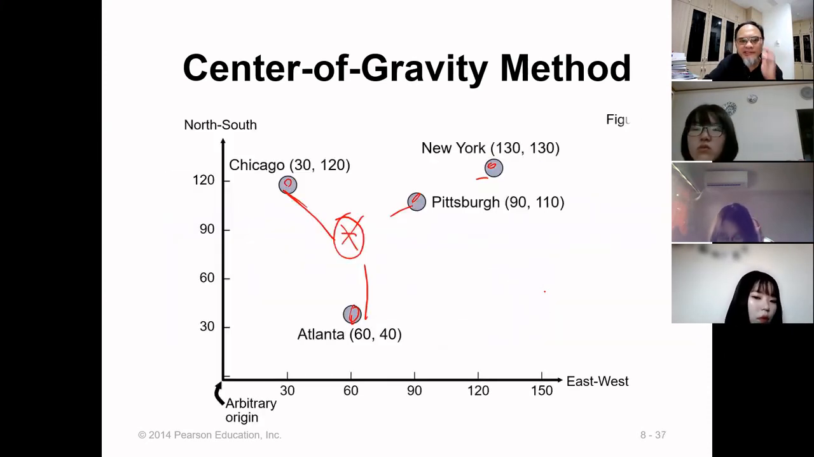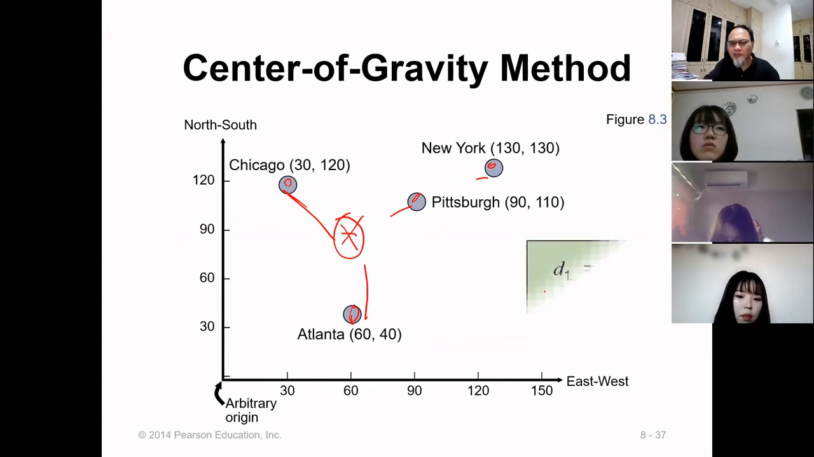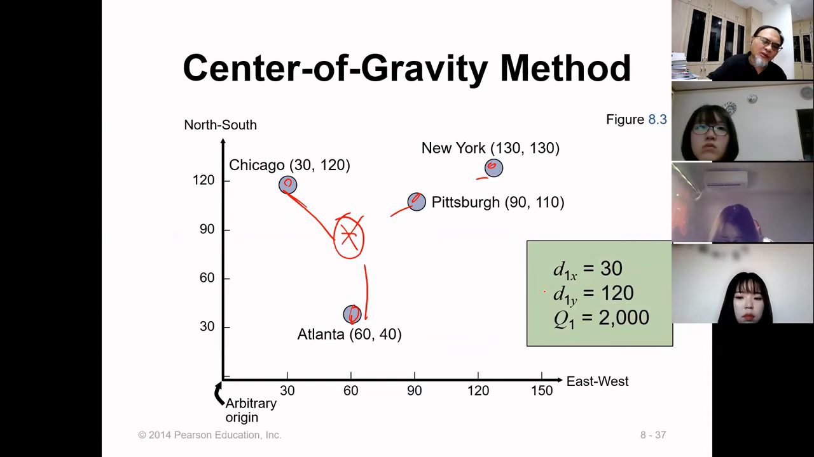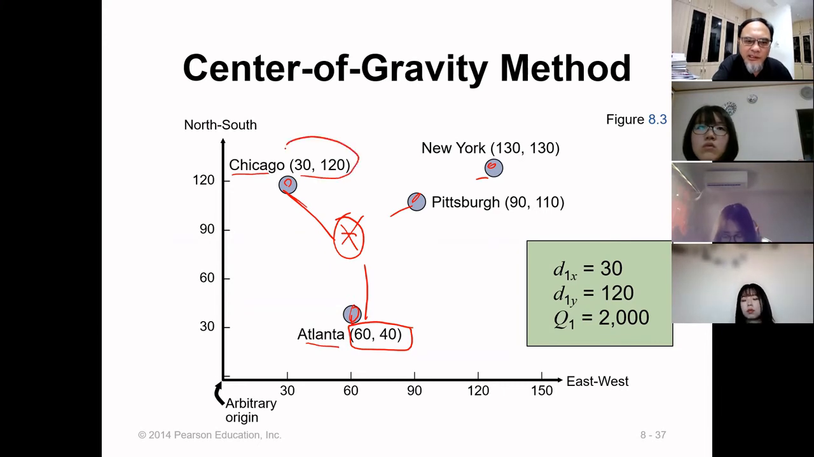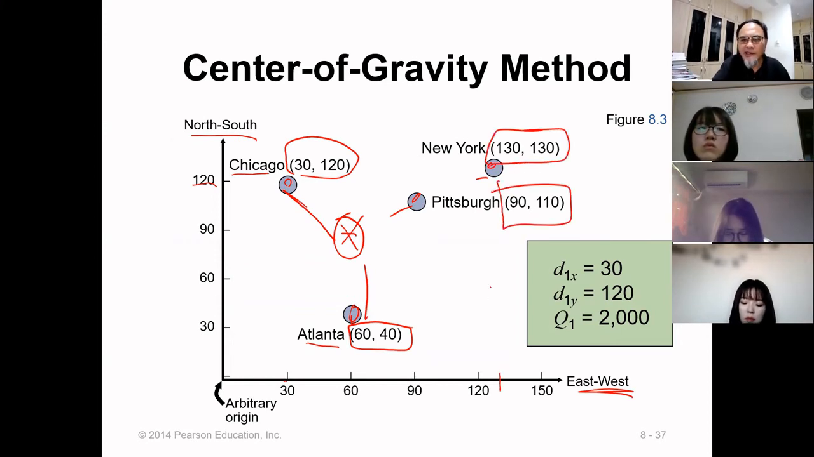Because these cities exist already, you can put them on a grid. For example, Atlanta is on the grid at 60/40. Chicago is grid 30/120. This is north-south, this is east-west. Of course, you have X, Y. So these are on grids, location-wise. This one is 130 and 130, then 20, 110. This is the arbitrary origin, it can be anywhere.